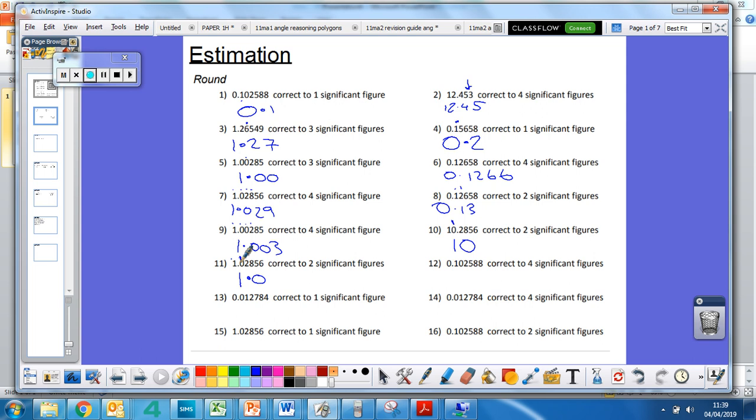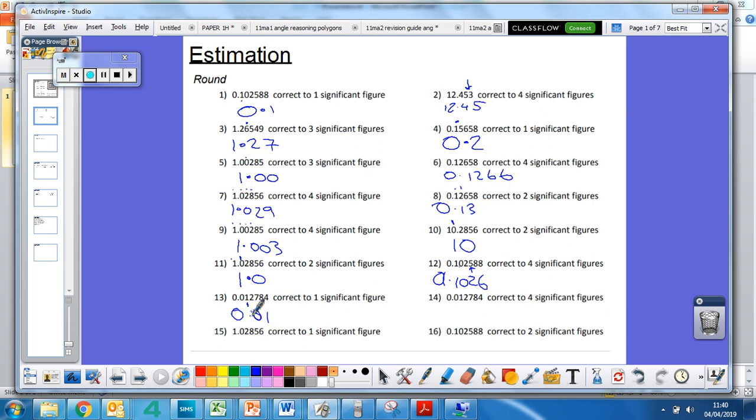Next one, 4 significant figures. First, second, third, fourth. It's this one here we're rounding to. That's the 1. 0.102 what? Well, that's a 5, but it does round up to a 6. We're nearly there. 1 significant figure here. The first significant figure is the 1. Check the next digit. It's a 2. We don't round up. 0.01.